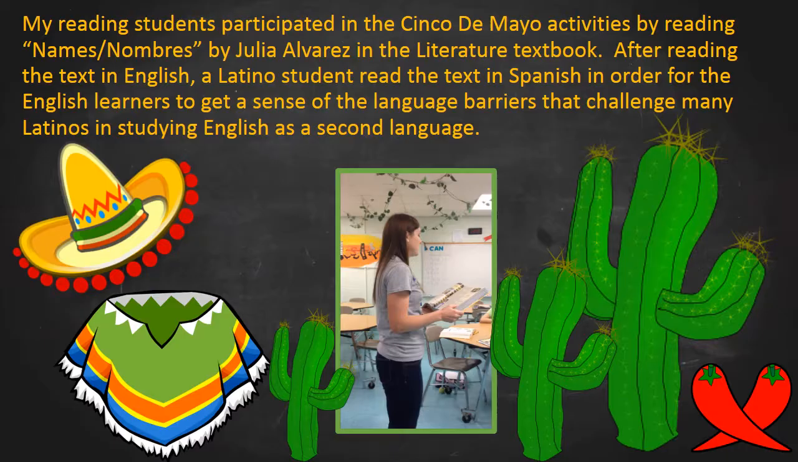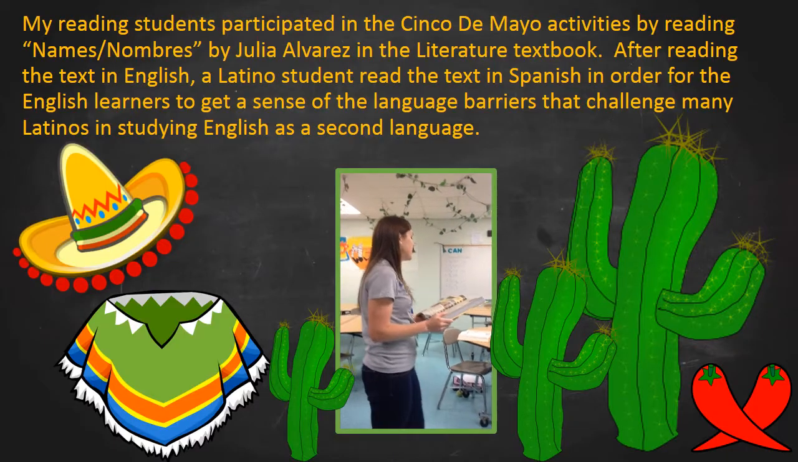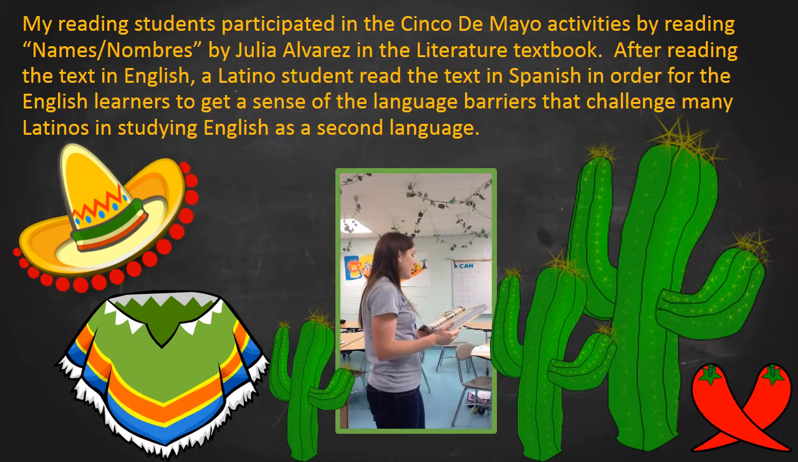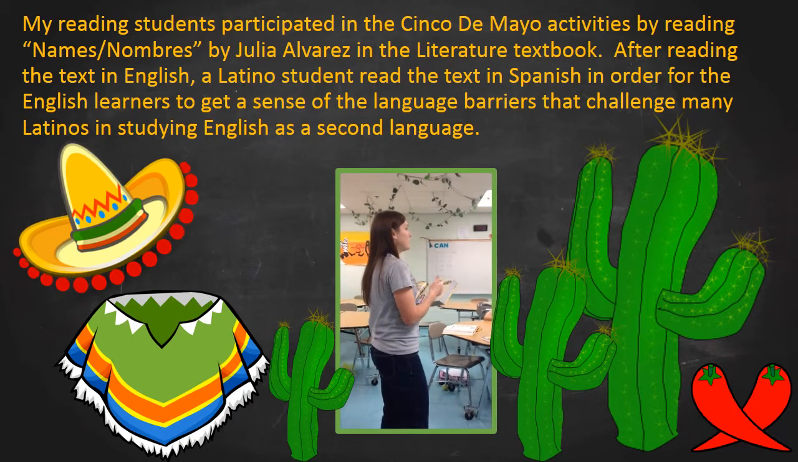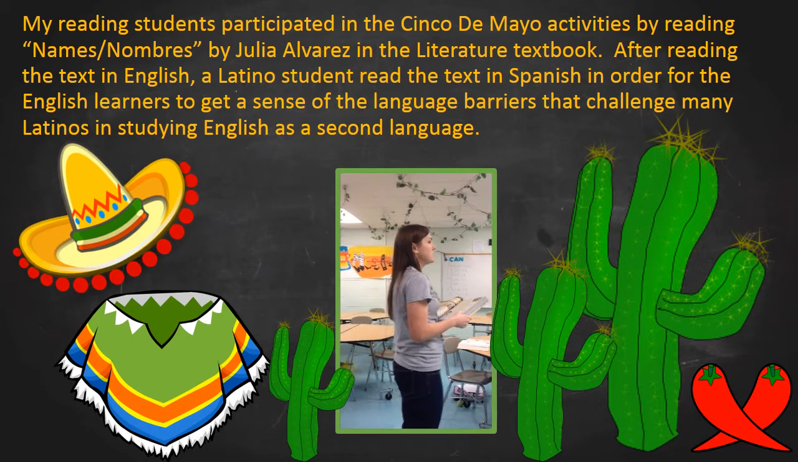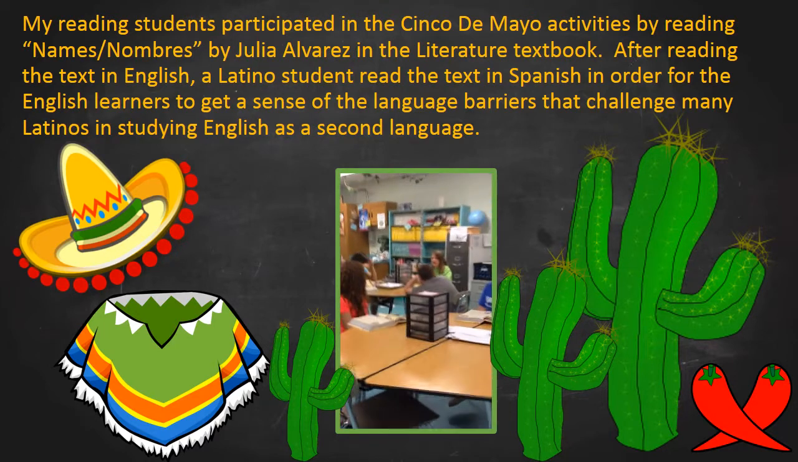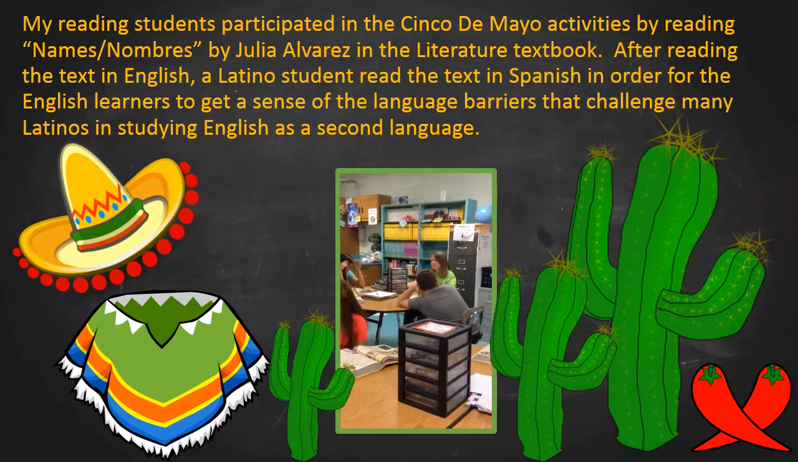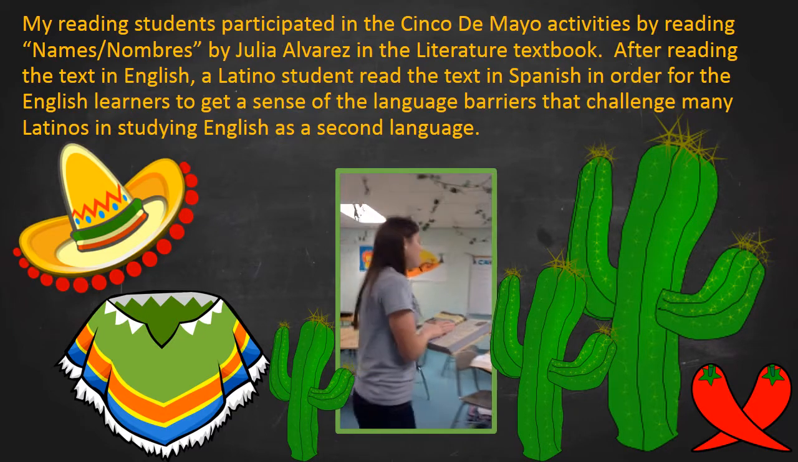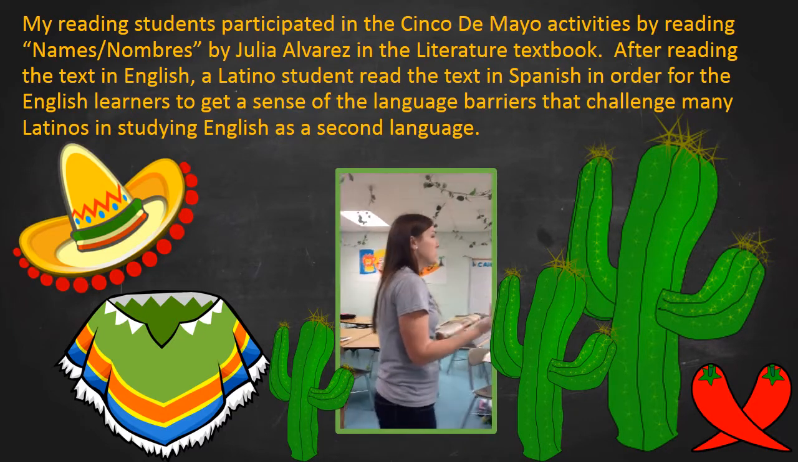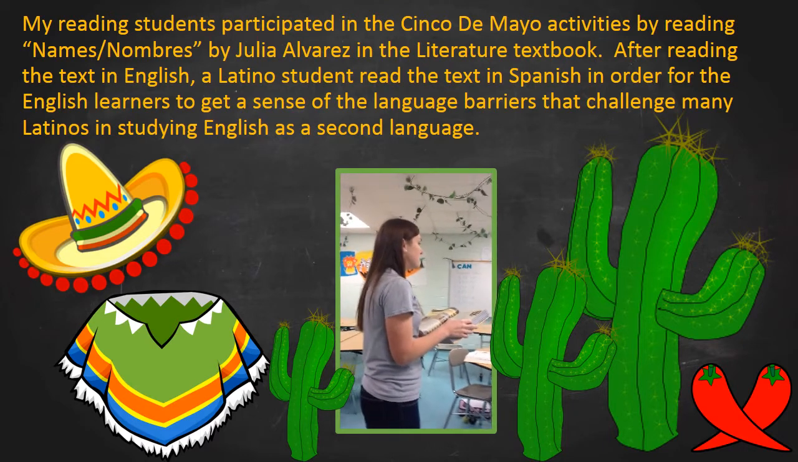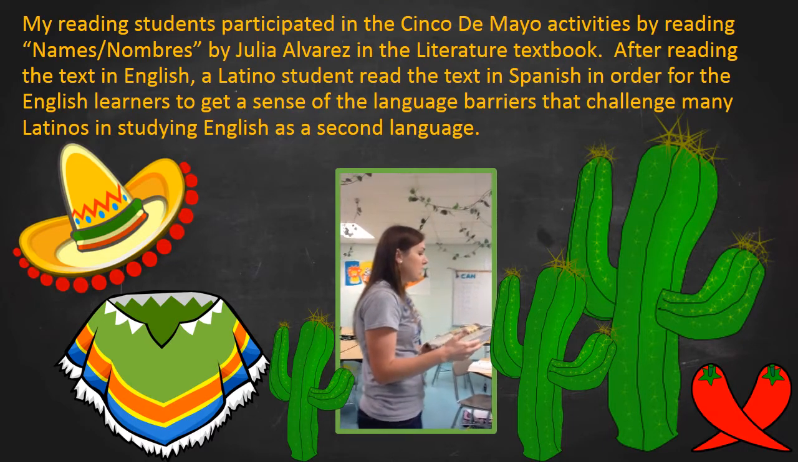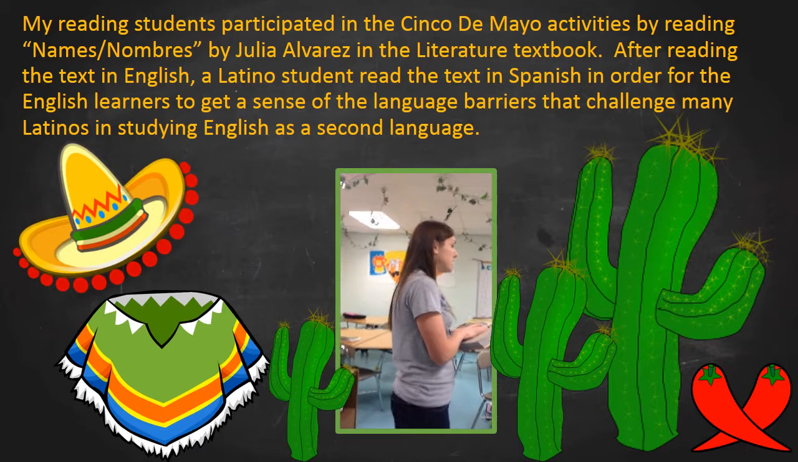Okay, so we just finished reading Names/Nombres. Can anybody give me a summary of what was going on in the plot? Yes, Kristen? The Latino girl moved to the United States from Mexico, and her new friends were having trouble pronouncing her name. Okay, very good. So we can see that sometimes if you were to immigrate to another country, you would have a difficult time with pronunciations. It's definitely a new culture that you would have to adapt to.